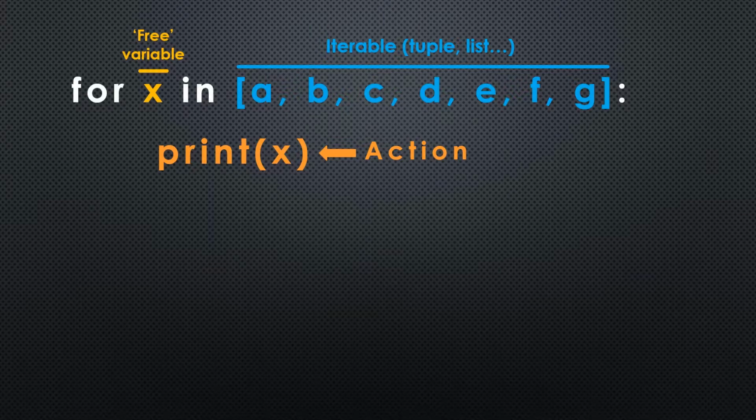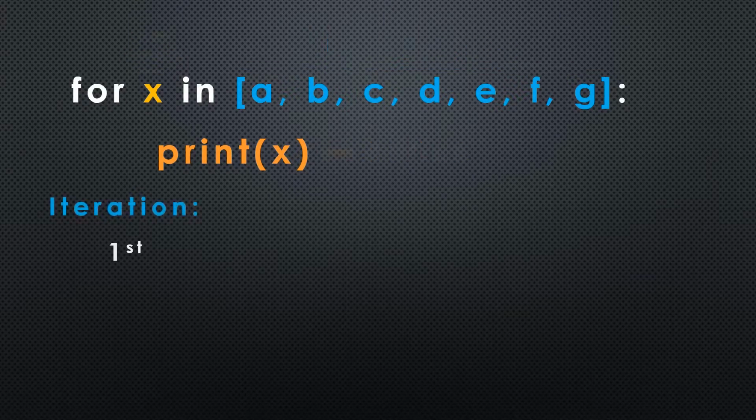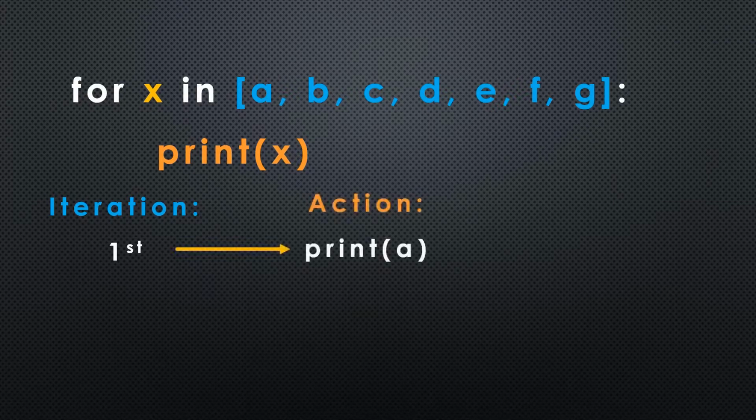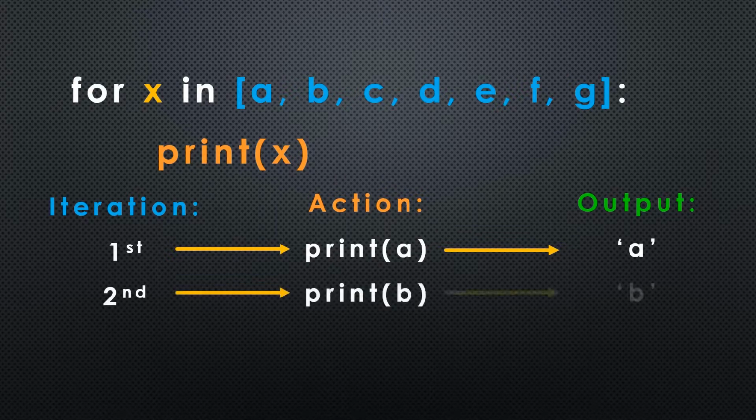At each iteration, the free variable x takes on the value of each of the elements in the list in turn. So, in the first iteration, x will be equal to a, and therefore the action will be print a. The output will therefore be the letter A. Similarly, in the second iteration, the value of x will be b, and the action will be print b, and consequently the output will be the letter b.